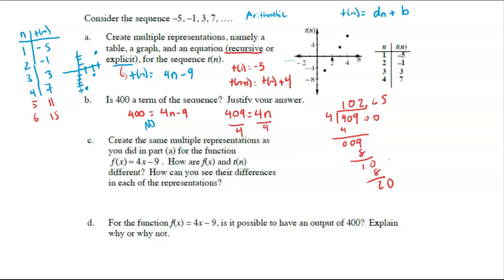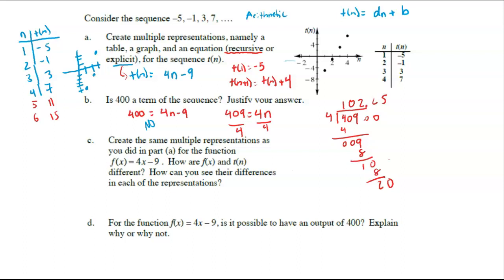Okay, so now what's the main difference on the second one? We want to create the same multiple representations as we did in part A for this new function, f of x is equal to 4x minus 9. Again, we want to think about how f of x and t of n are different, and how you can see their differences in each of these representations. So go ahead, again, pause the video and see what you make of it.